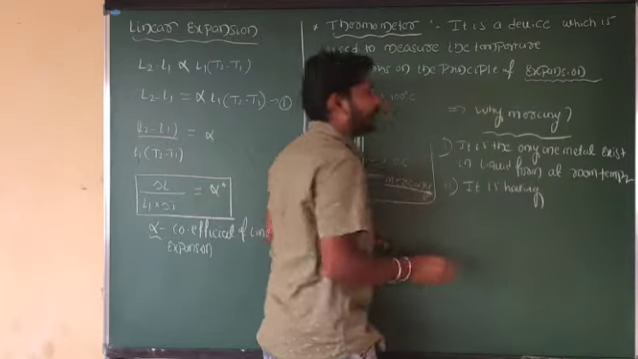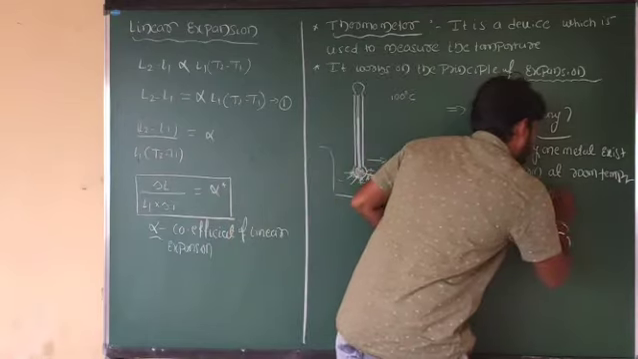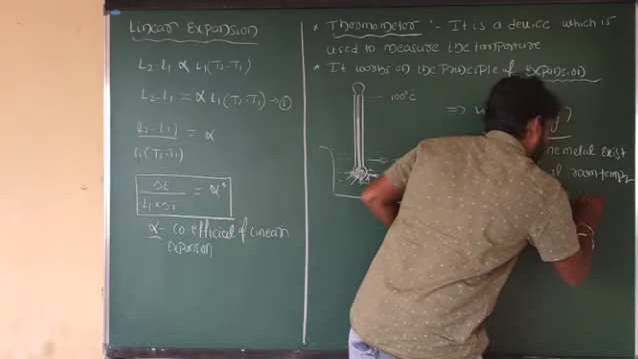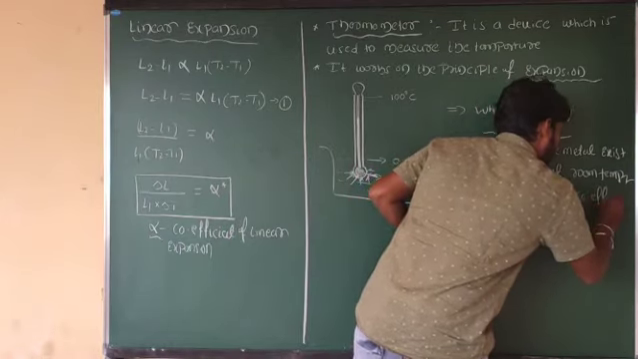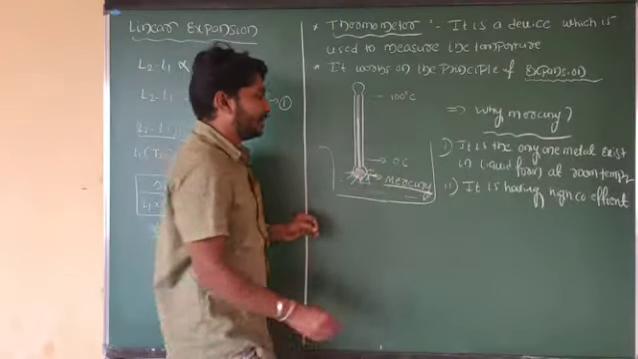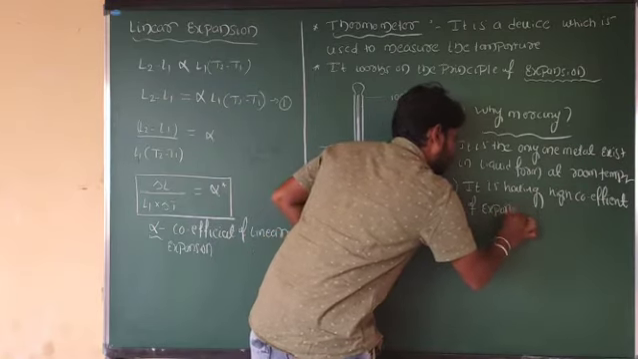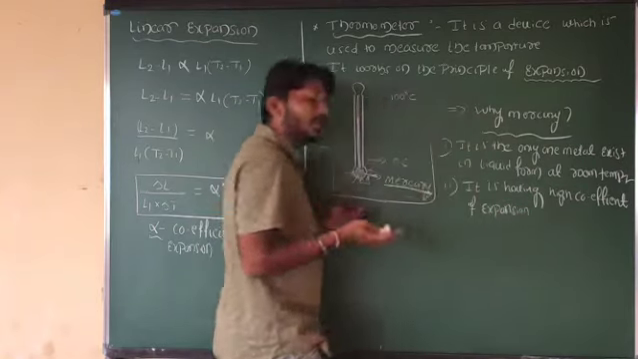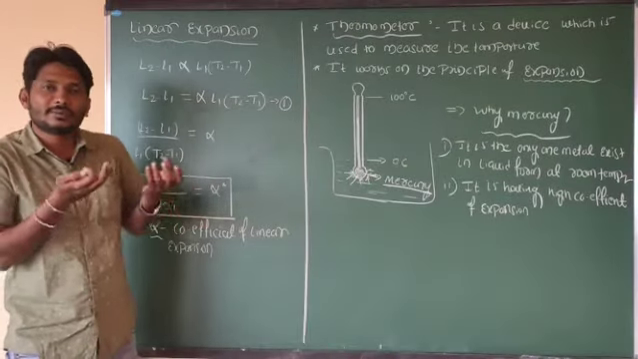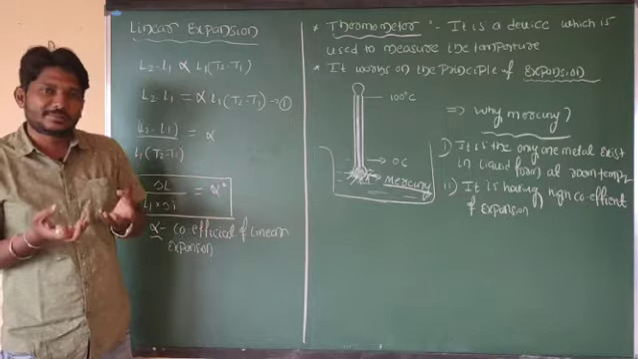What is the second reason for choosing mercury? It has a high coefficient of expansion, which means it will respond quickly to heat. So what does it mean here? As soon as heat is given, what happens? Suddenly mercury expands.